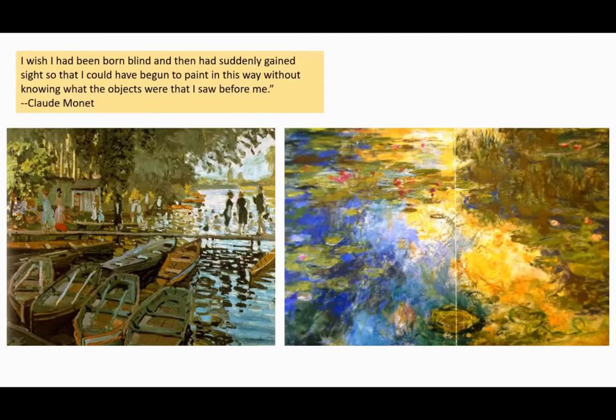The great French Impressionist painter said, "I wish I'd been born blind and then suddenly gained sight so that I could have begun to paint in this way without knowing what the objects were that I saw before me." So he's talking about being able to see in a purely optical way without having our mental constructs and concepts change the way things appear to us.